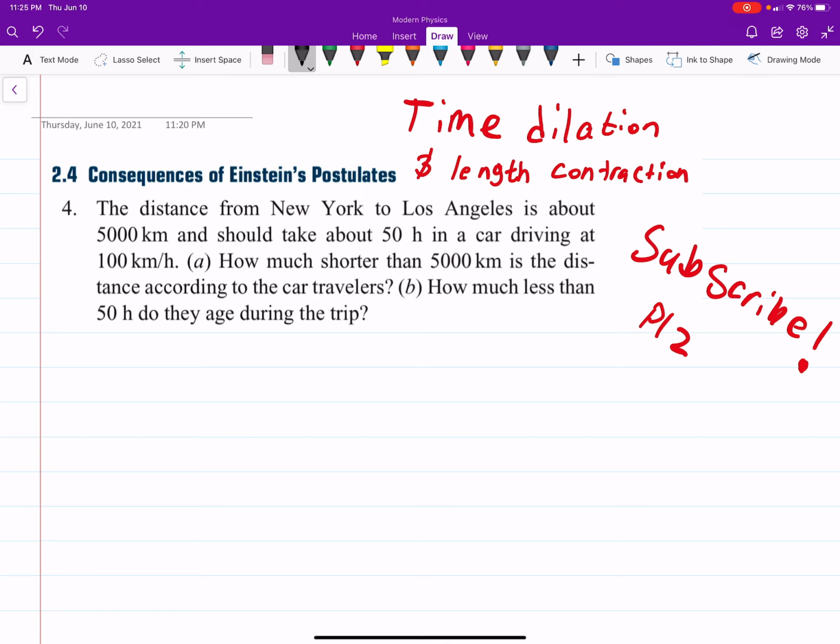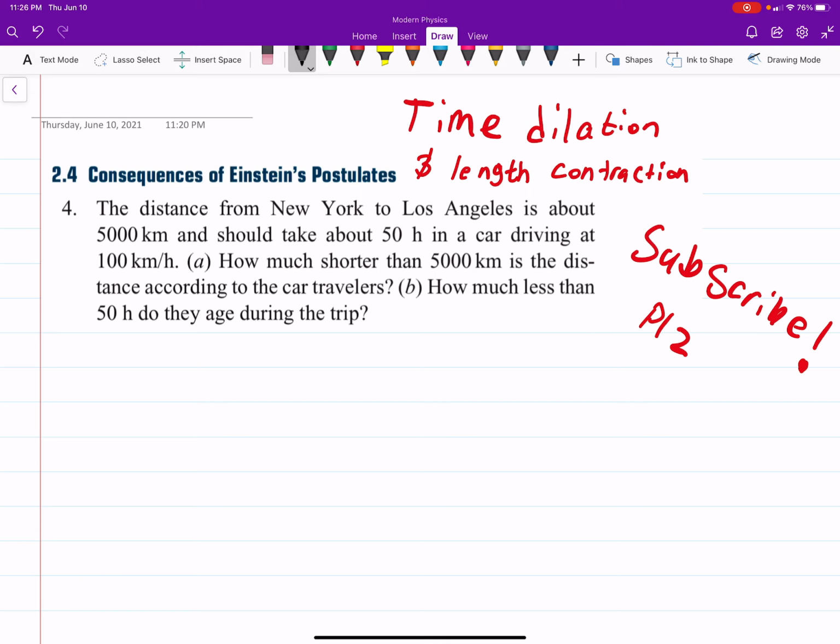So this says the distance from New York to Los Angeles is about 5,000 kilometers and takes about 50 hours in a car driving at 100 kilometers per hour. How much shorter than the 5,000 kilometers is the distance according to the car traveled? And how much less time than the 50 hours do they age during the trip? So part A is a length contraction question.